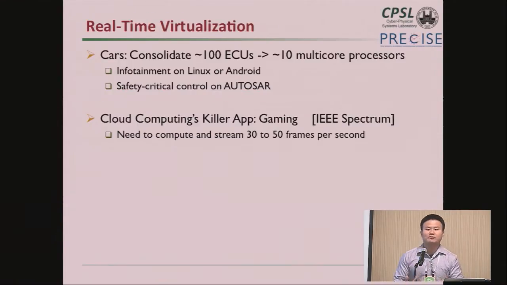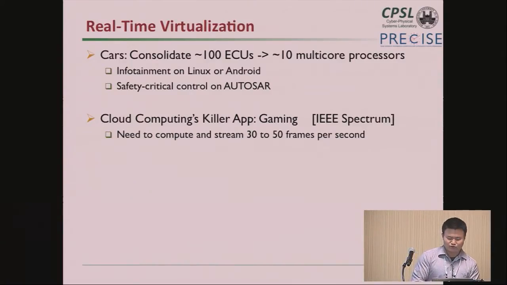So we see more and more real-time applications being deployed in a virtualized environment. Take cars, for example. Previously, there were around 100 ECUs, and right now there's a trend of consolidating those applications onto just tens of multi-core processors. For example, the infotainment system on Linux and Android, and also the safety critical control on the AutoSAR standard.